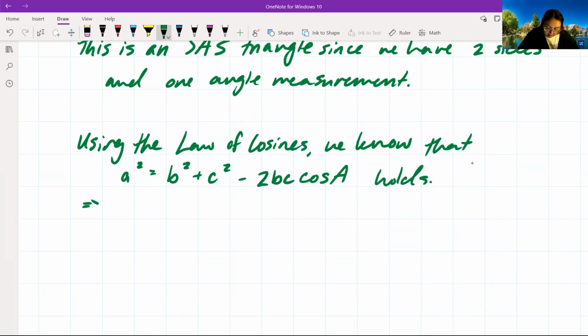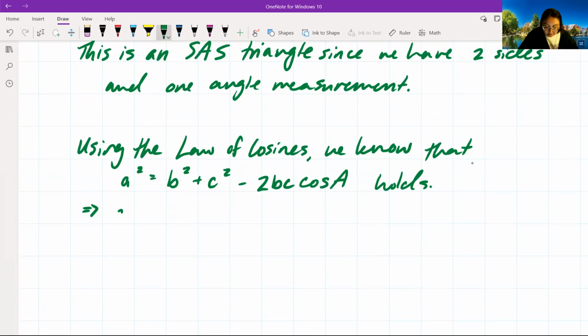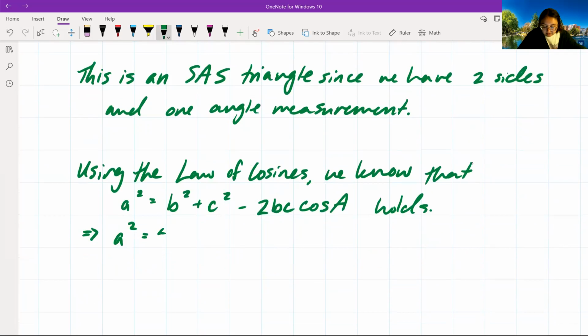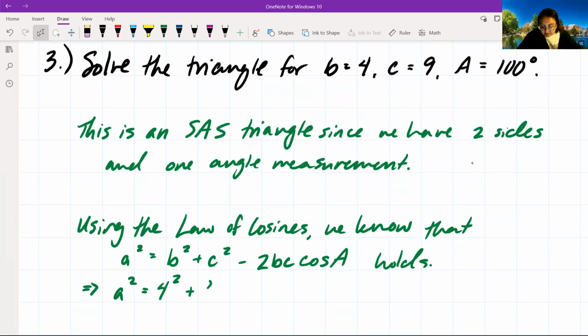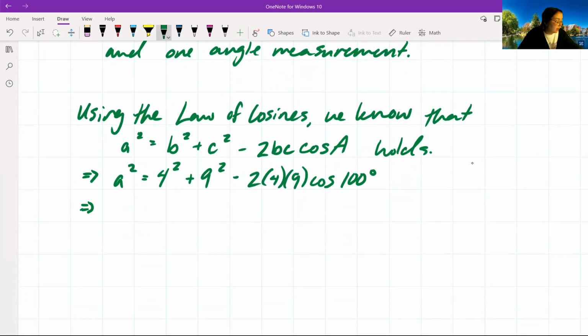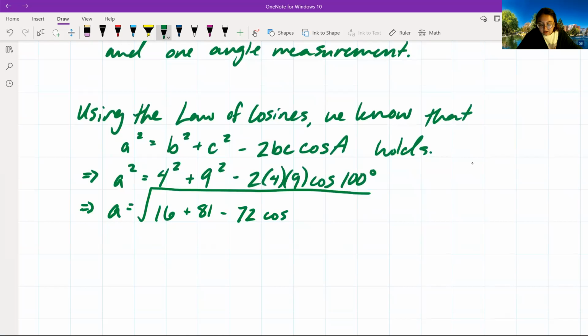Plugging these values in, we do not have a value of a, so this will just be a squared is equal to b squared, so 4 squared, plus c squared, which is 9 squared, minus 2 times 4 times 9 times cosine of 100 degrees. Rewriting this, we can write a is equal to the square root of 16 plus 81 minus 72 cosine of 100 degrees. If we plug that in a calculator, we get that this value is 11.03.